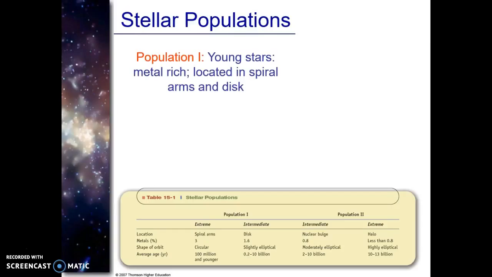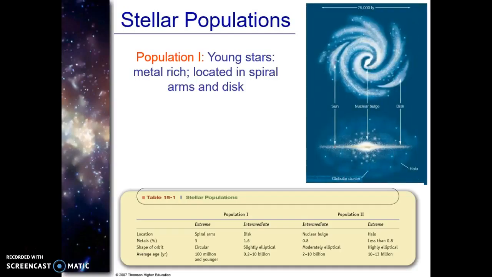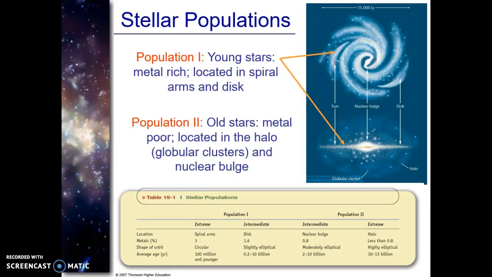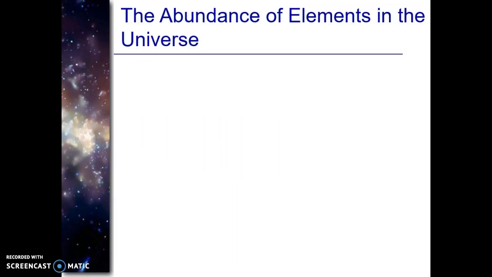All right, so stellar populations. We have 2 types. Population 1 are young stars, metal rich, located in the spiral arms and the disk out here. Population 2 are your older stars, metal poor. They're located in the halo, so the globular clusters out here, and then the nuclear bulge on the inside.